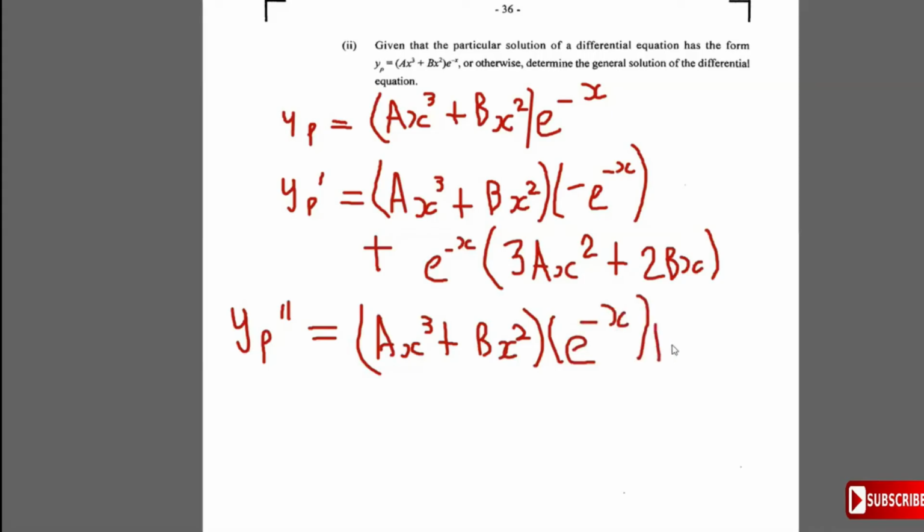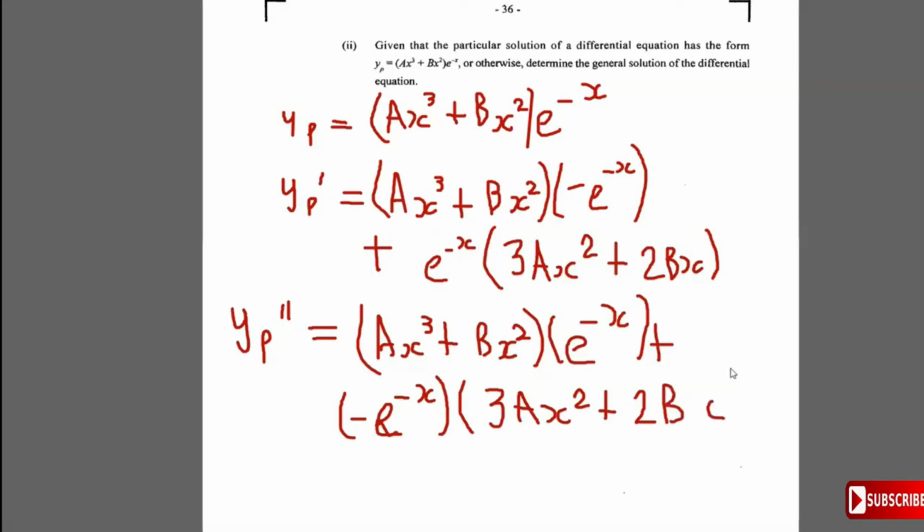plus we keep the second, which is minus e to the minus x, times the derivative of the first, and the derivative of the first is 3ax squared plus 2bx. All right, now we need to differentiate this one, plus keep the first, which is e to the minus x, times the derivative of the second. We differentiate 3ax squared, we're going to get 6ax.